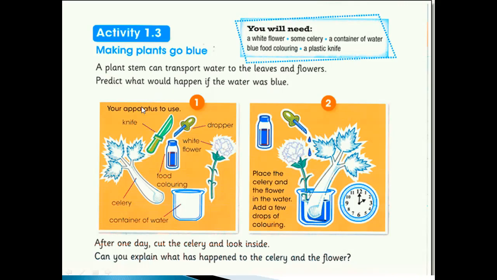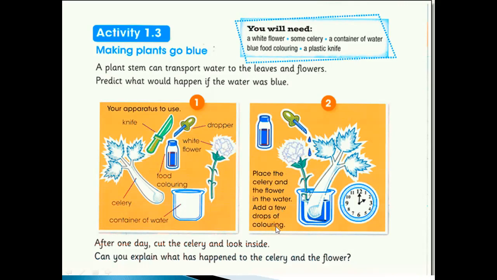For this, you need the things. Number one, a knife. A dropper for changing the color of the water. A white flower, so you can easily observe the change of flower color. A celery, and food coloring for changing the color of the water. You need a container of water where you put your flower. Then place the celery and the flower into the water.